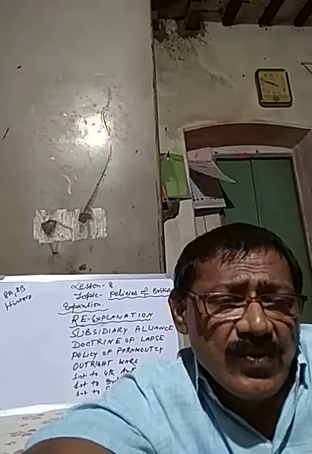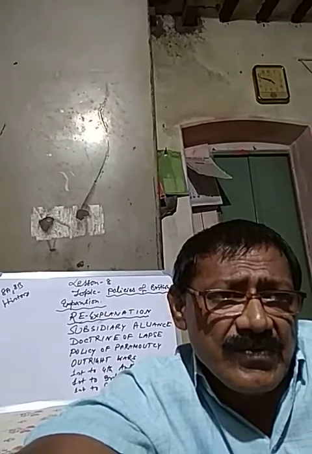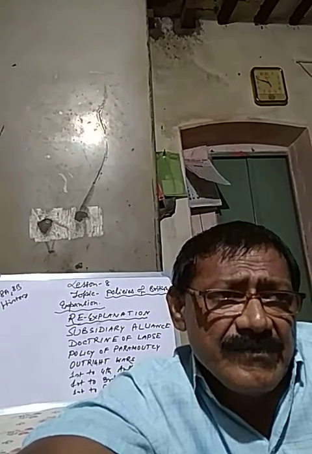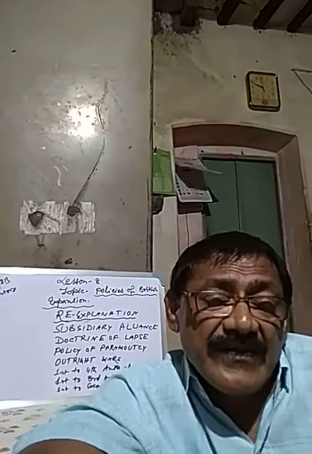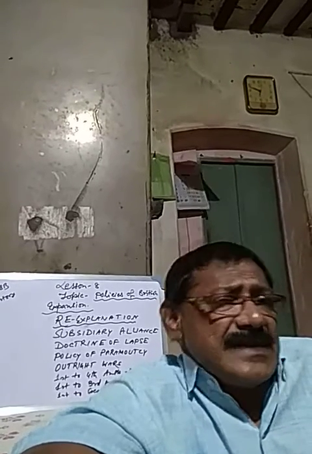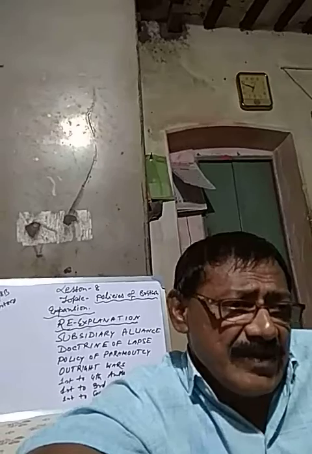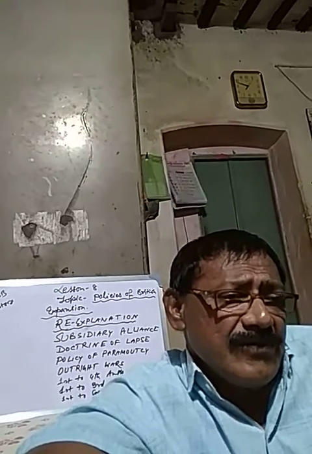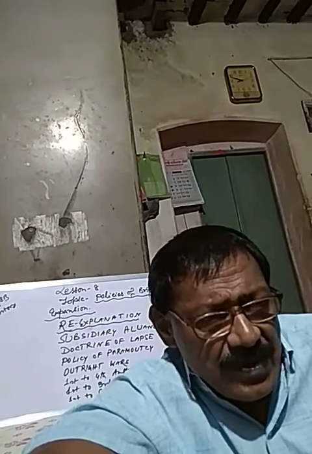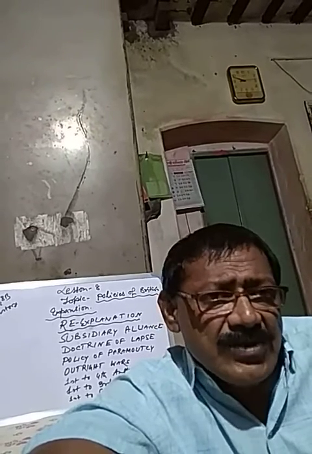And due to the allegations of misgovernance, his territory, Ayodhya, was annexed. This was the argument and the reason Lord Dalhousie showed.